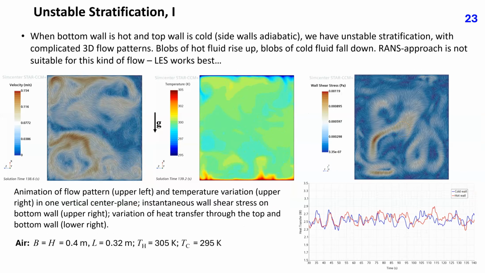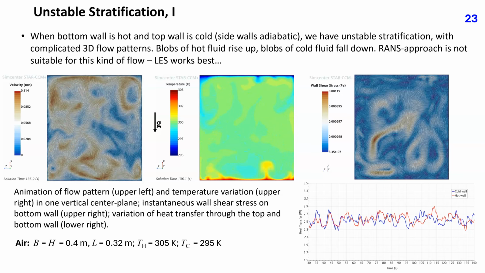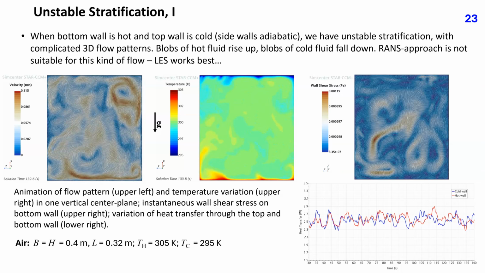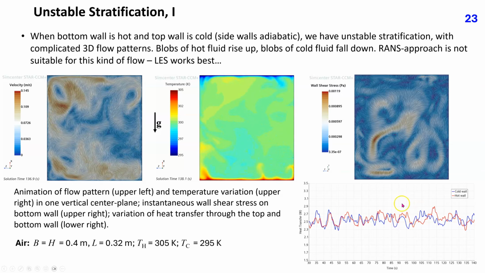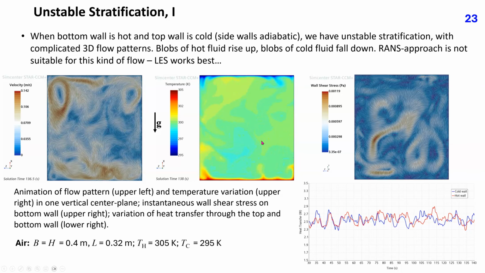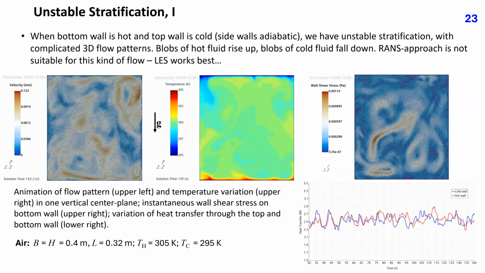When the bottom wall is hot and the top wall is cold and the side walls are adiabatic, we have unstable stratification with complicated 3D flow patterns. Blobs of hot fluid rise up while blobs of cold fluid fall down. The RANS approach is not suitable for this kind of flow. Large eddy simulation works best.